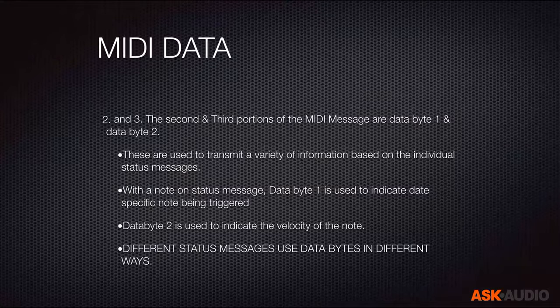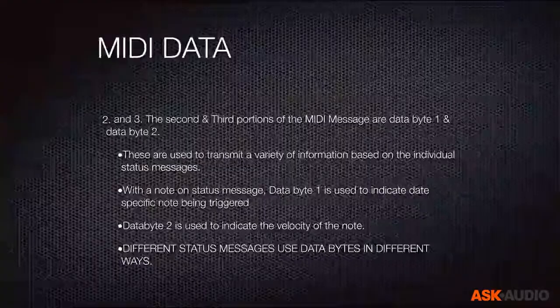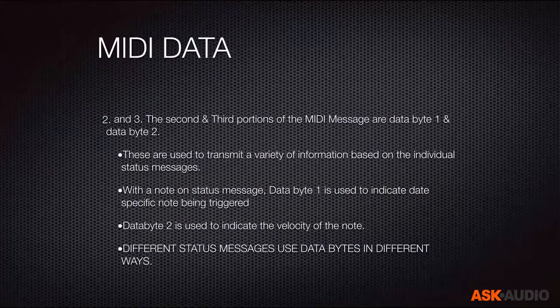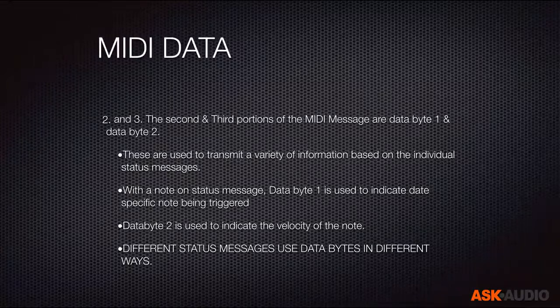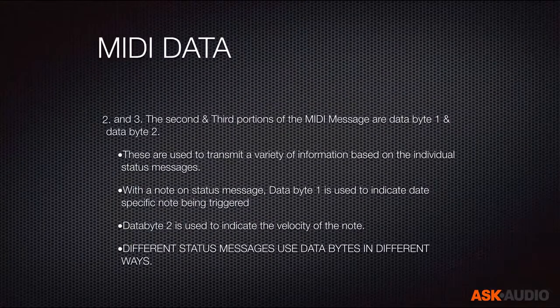So in our example, with the note on status message, data byte 1 would be used to indicate what note it is that you're actually triggering, whether it be a C3 or C2 or A1 or whatever that note is, and whatever octave. It will tell the receiving device, this is the note that he played. And then the second data byte will indicate the velocity of that note, or the speed at which you struck that note. Without getting too far into it, the speed at which you strike the note most of the time is associated with volume, but it can be associated with changing of samples and all types of other things that you can program the velocity to do.